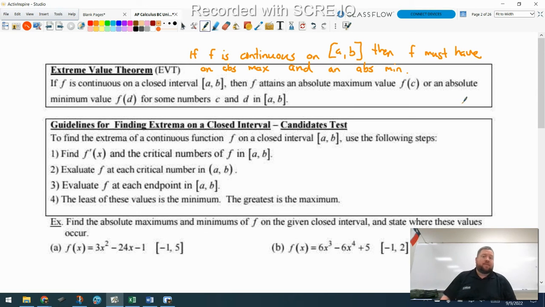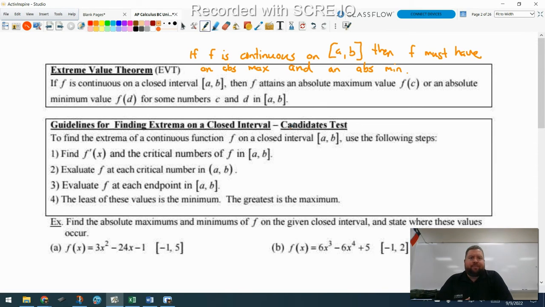All right, that's what this theorem says. So if they give you a function which is continuous on a closed interval, then f must have an absolute maximum and f must have an absolute minimum, and you should be able to find them. All right, so here is how we find them. We're going to use what's called the candidates test.